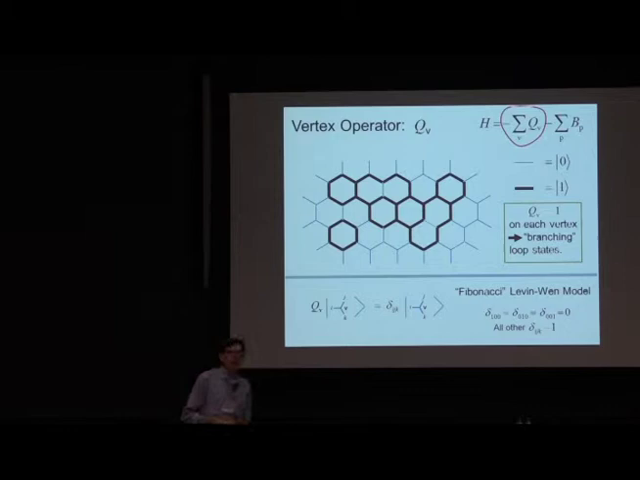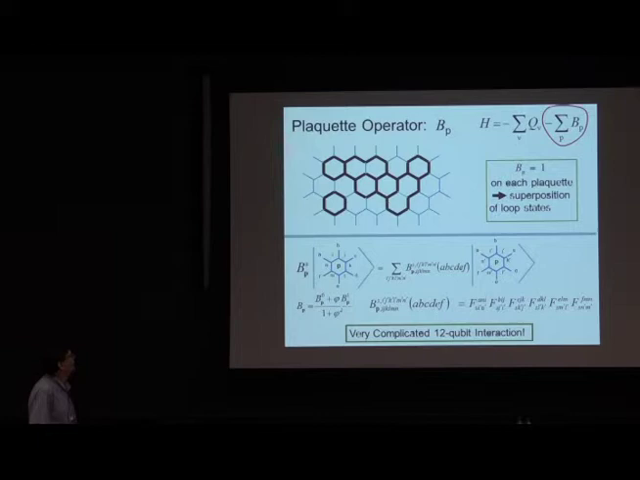So that's the vertex operator. That's nice. And the plaquette operator is another story. It's rather complicated. So this is not meant for you to digest. It's just meant to give you a sense of how complex it is. For example, if you were to unpack this to turn it into an actual spin Hamiltonian, it might fill several pages of Physical Review.